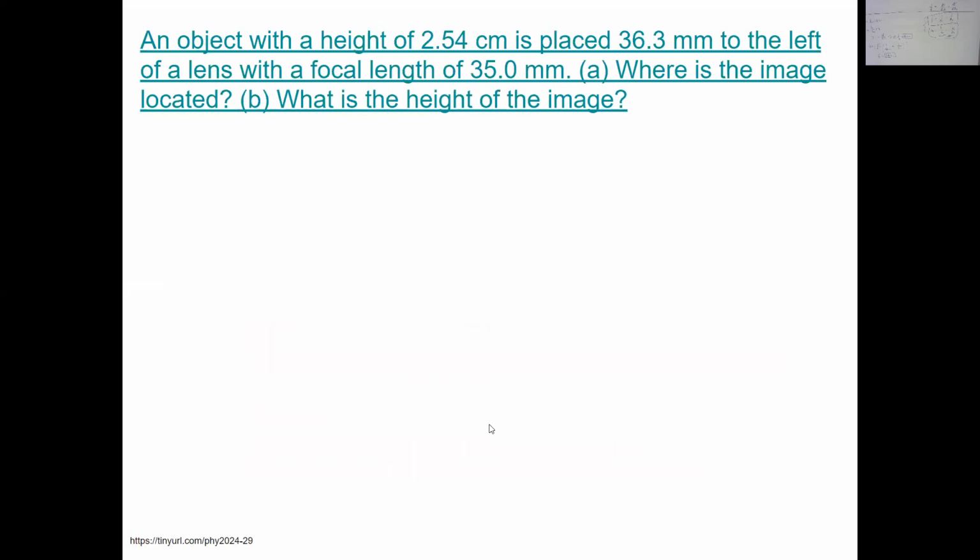Let's take a look at one example here. This one says an object with a height of 2.54 centimeters is placed 36.3 millimeters to the left of a lens with a focal length of 35.0 millimeters. Where is the image located, and what's the height of the image? So you're looking for DI and HI.